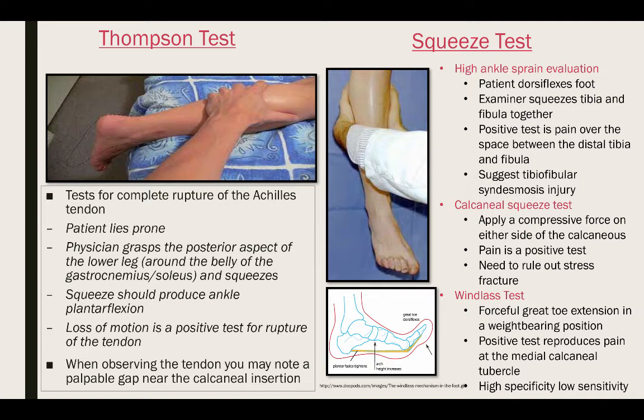And then the windlass test, again, we talked about this in the podiatry lecture, but you're basically having the patient standing, and you forcefully extend their great toe, and a positive test reproduces pain at the medial calcaneal tubercle, so at that plantar fascia. This has a very high specificity for plantar fasciitis, but a very low sensitivity, something like only 31%. So if the test is not positive, that does not mean that they do not have it.